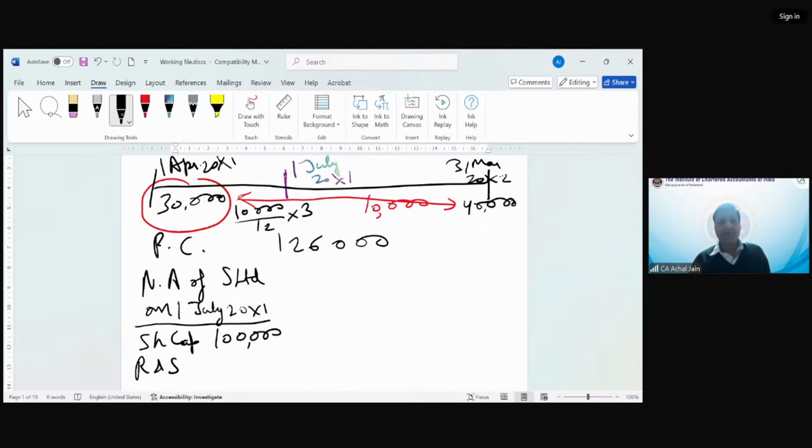So you get, tell me quickly, can you please solve this and let me know?